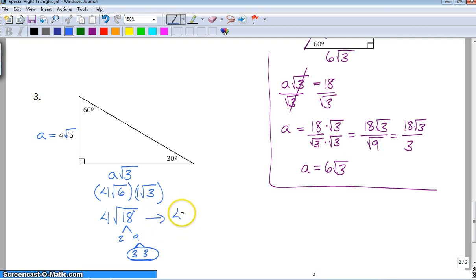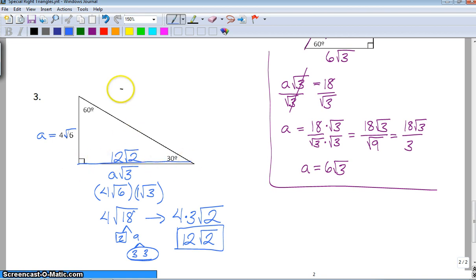So this becomes 4 times 3 times the square root. 2 is the only thing left over. So the square root of 2. 4 times 3 is 12 times the square root of 2. So the side across from 60 becomes 12 root 2.